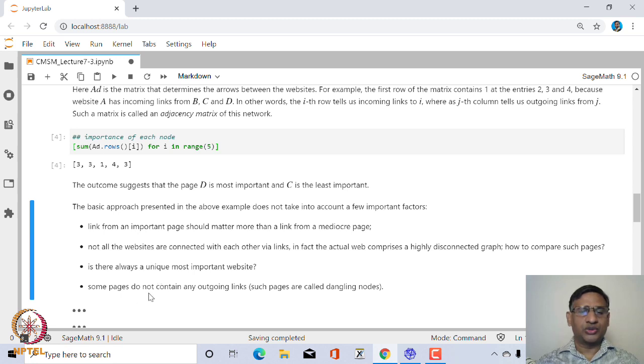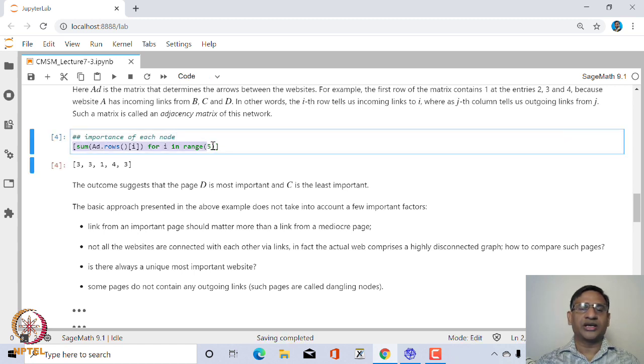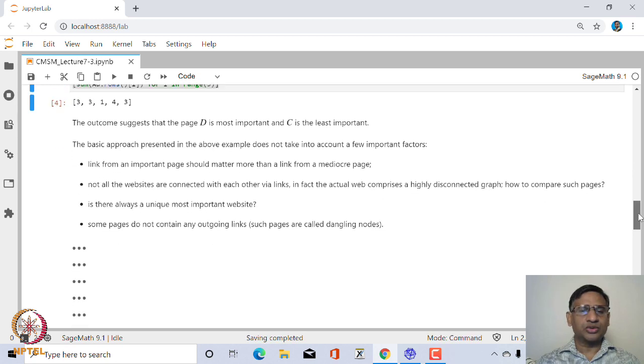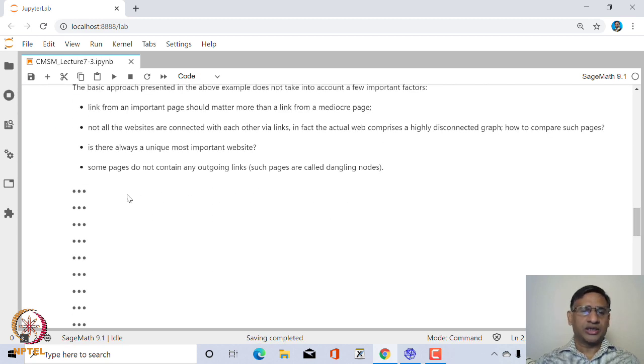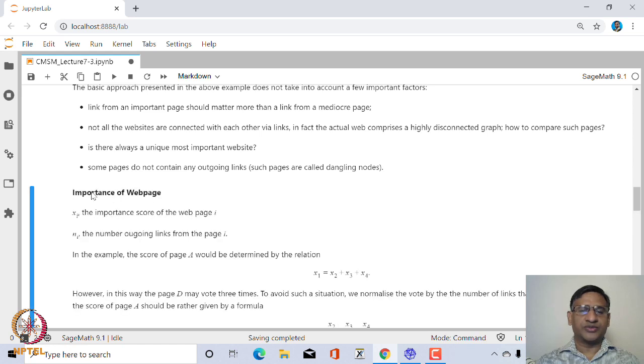And some pages do not contain any outgoing links. Such nodes are known as dangling nodes. So in that case, what happens? So these things are not taken into consideration if we simply look at the number of incoming links for importance of a website. So how does one take into account these things?